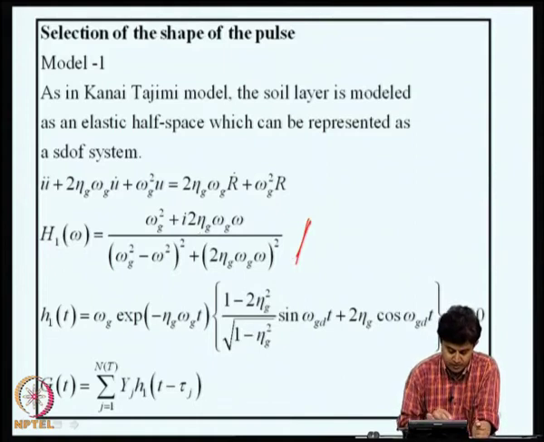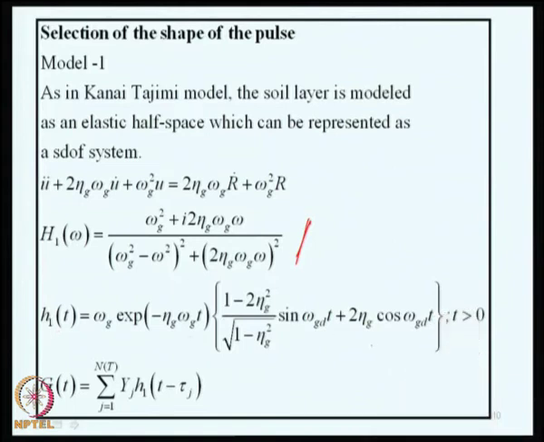Now, the inverse Fourier transform of that is the impulse response associated with this, and that we can show by inversion to be this function. Now, one of the simple models for an evolutionary random process model for earthquake ground acceleration would be to use this h1 of t in the Poisson pulse model.